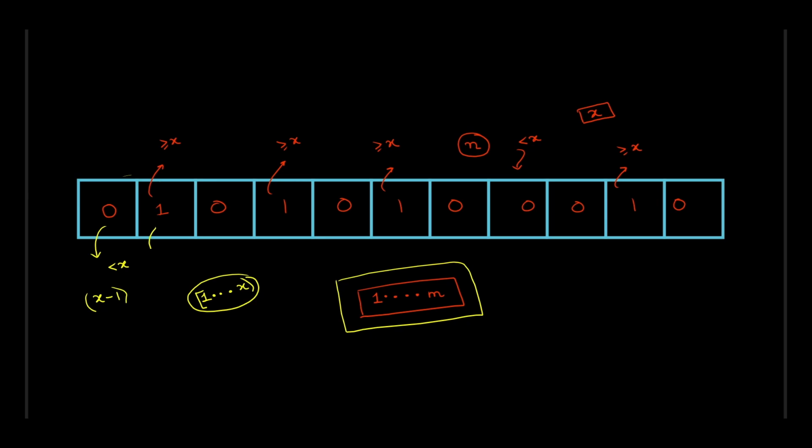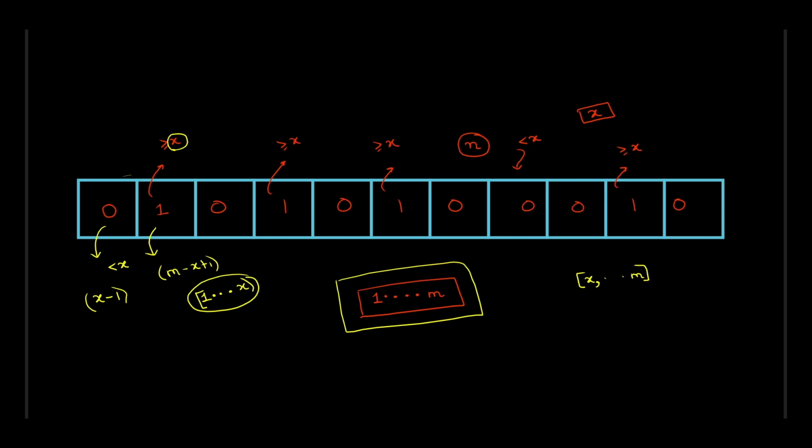What about the place where you have a 1? Then you have to place numbers that are greater than or equal to x. So how many choices will there be? You can place any number between x to m. And how many entries are there in total? That is m minus x plus 1.